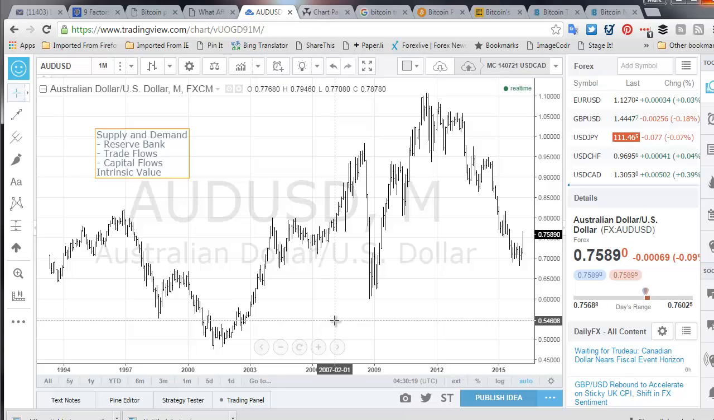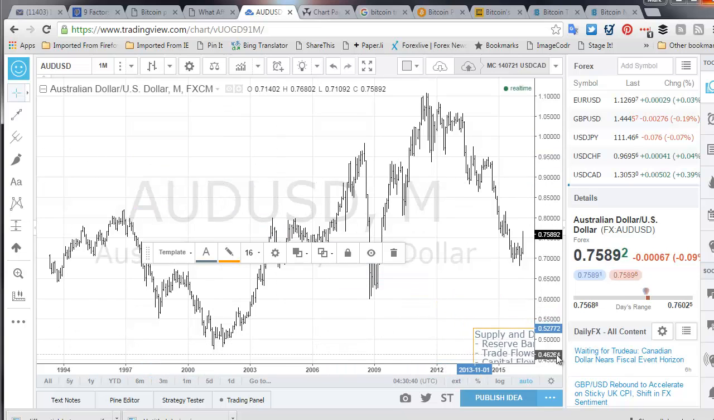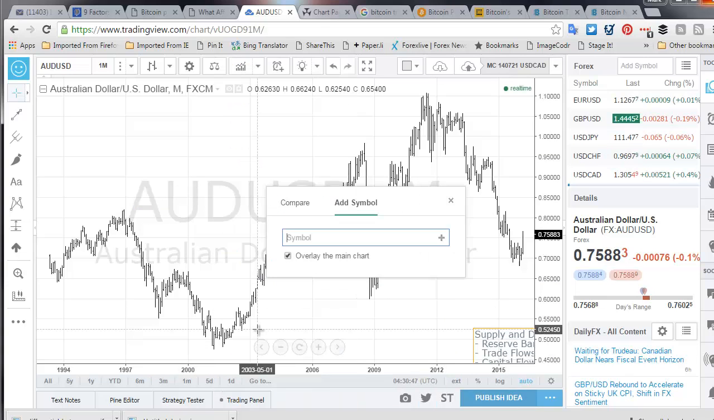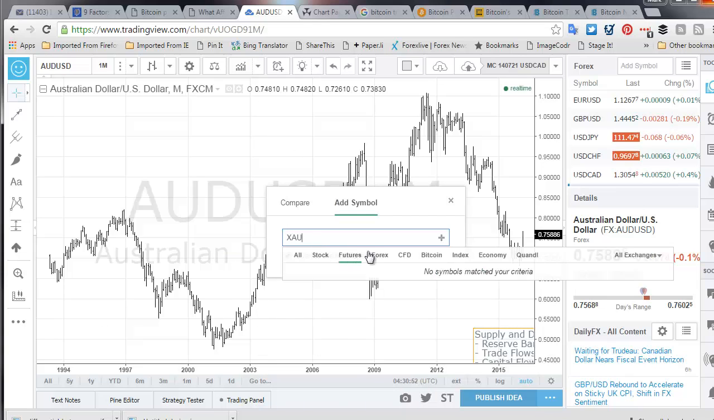So the heart of understanding value is to actually understand the flows in and out for supply and demand. So let's just try to look at the whole story of the Australian dollar. And the first thing I'm going to do is let's just have a look just briefly at trade flows. So what I'm going to do is I'm going to put onto the chart, I'm going to compare this chart to the gold price.